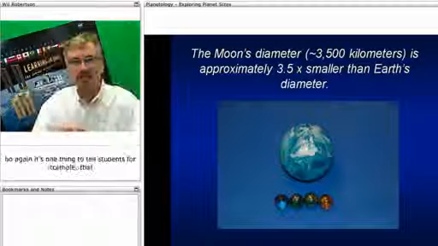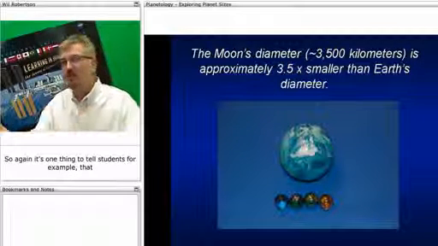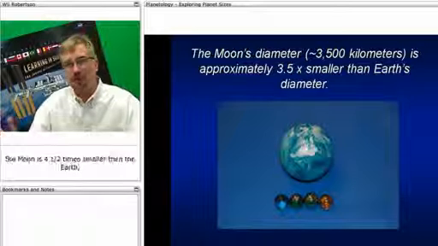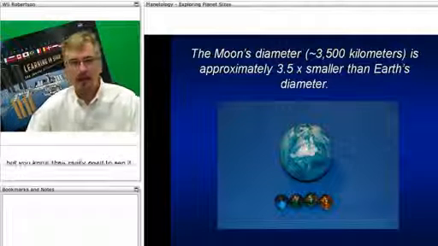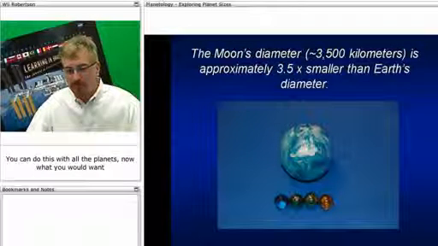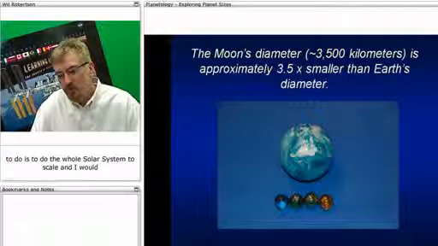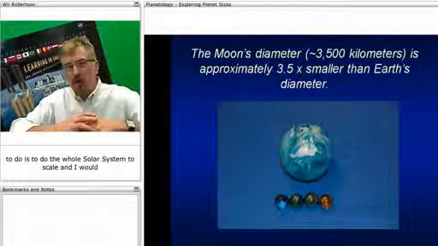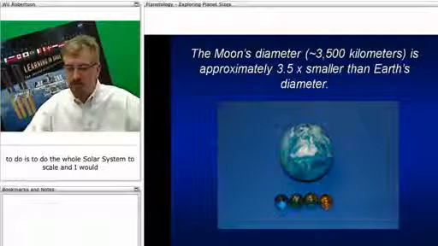It's one thing to tell students, for example, that the Moon is 4.5 times smaller than the Earth, but they really need to see it. And you can do this with all the planets. Now, what you would want to do is to do the whole solar system to scale.